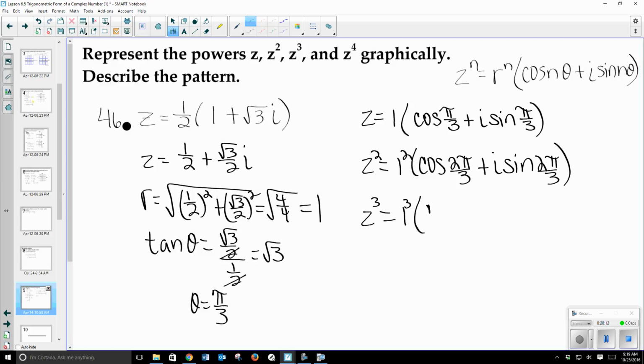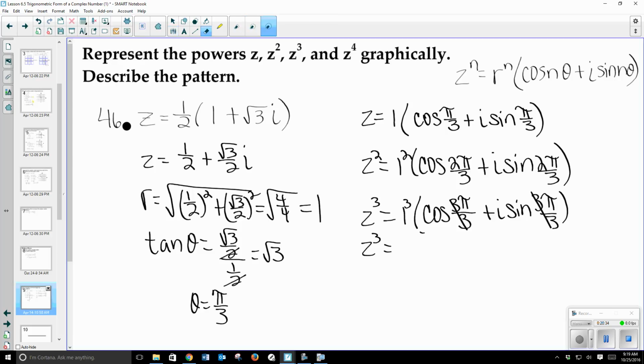z cubed would be 1 cubed. That would be cosine 3 pi over 3 plus i sine of 3 pi over 3. So those cancel, so z cubed would equal 1. Actually, to simplify it completely, cosine of pi plus i sine of pi. And then z to the fourth.